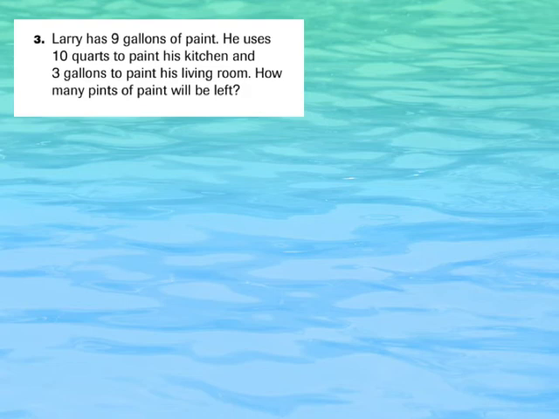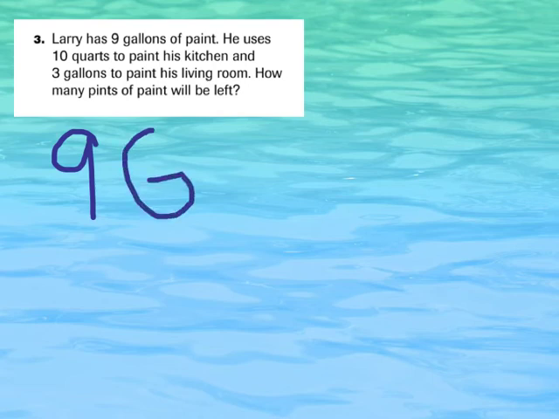So Larry has 9 gallons of paint. He uses 10 quarts to paint his kitchen and 3 gallons to paint his living room. How many pints of paint will be left? So he starts out with 9 gallons of paint. I'll just write down a little bit, but I'm not going to write down your answers. Larry starts out with 9 gallons of paint. So step 1, I'm writing down the information. He uses 10 quarts to paint his kitchen and 3 gallons to paint his living room. And the answer is going to be in pints. How many pints of paint will be left?